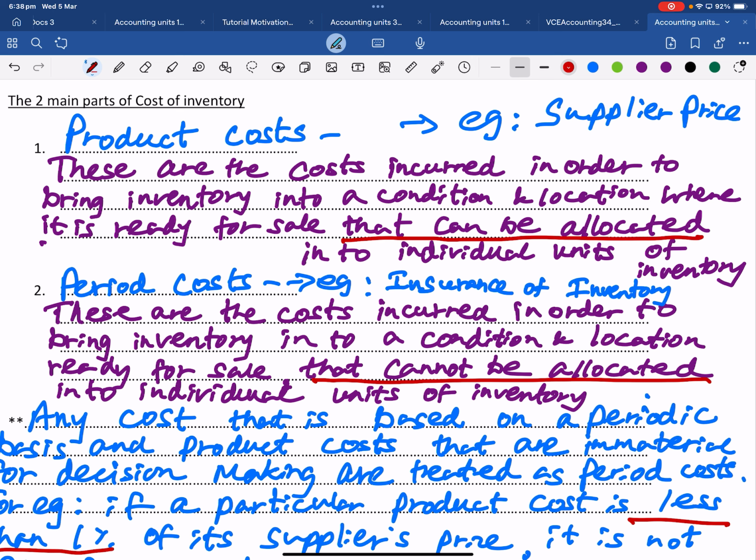We pay insurance for the premises. But this one is for inventory, especially for the inventory in transit, meaning the inventory that is on its way to the premises, or maybe coming from overseas. There can be damages when we are bringing them into Australia.